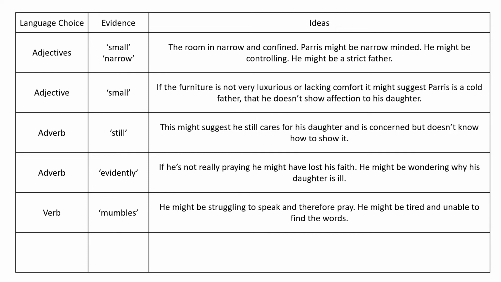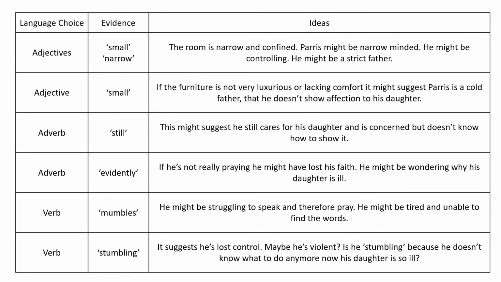Okay, and then the last one is stumbling. So if he stumbles, you've lost control. You're not walking very carefully. He's stumbling towards Betty though. He was stumbling in fury. So is he violent? Is he going out to hit her? Is he stumbling because he doesn't know what to do anymore? Now his daughter's so ill, he's lost control, hasn't he? Has he lost control with Betty, his daughter?